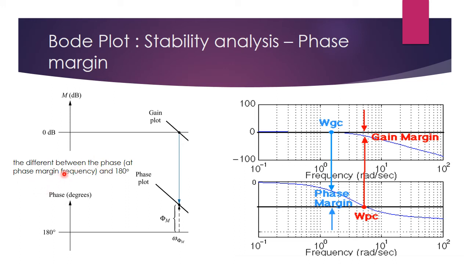To identify this phase margin frequency, you have to look first at your gain plot. On top you have your gain plot. At the bottom you have your phase plot, or lag plot. When you look at your gain plot, you have to identify the moment when your gain plot crosses 0 dB.